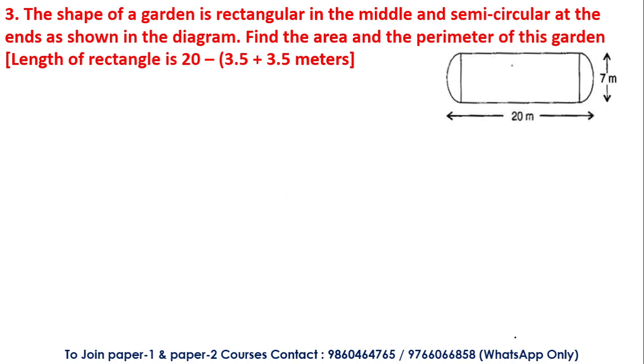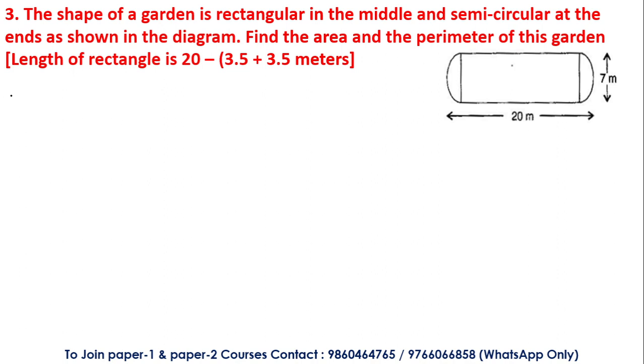The shape of a garden is rectangular in the middle and semicircular at the ends. Look here, this is the garden. The shape is rectangular in the middle, and on the other side semicircular at the ends of the diagram. Now find the area and the perimeter of this garden. The length given is 20 minus in bracket 3.5 plus 3.5 meters.